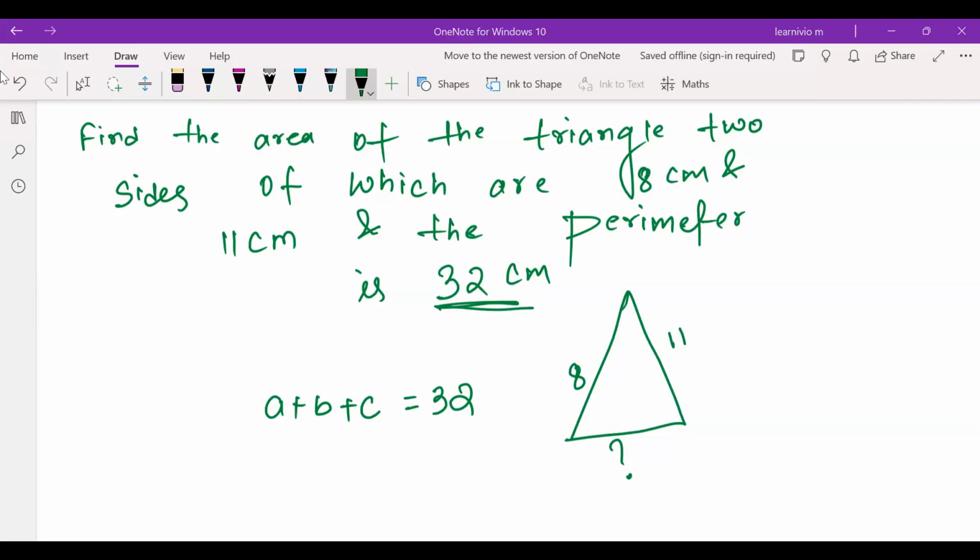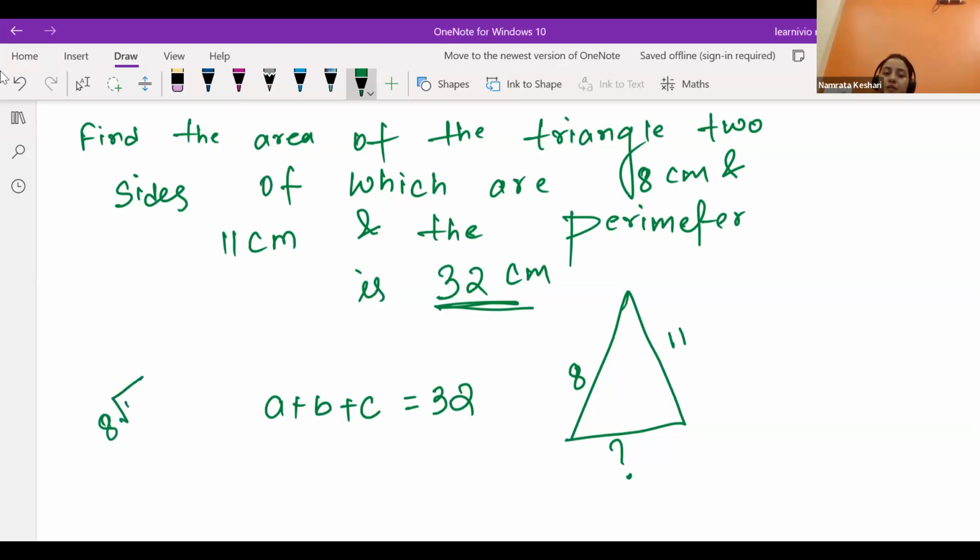Done, ma'am. Yes, Arhan, what did you get? Ma'am, 8 root 30. 8 root 14. 130. 14 you said, right? No, ma'am, 30. 30. Okay. Yes, rest of the students, are you getting the same?